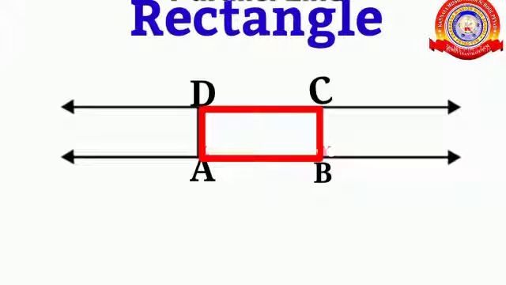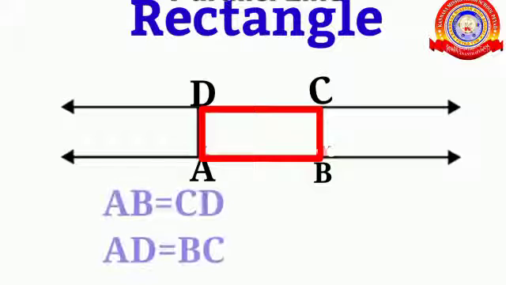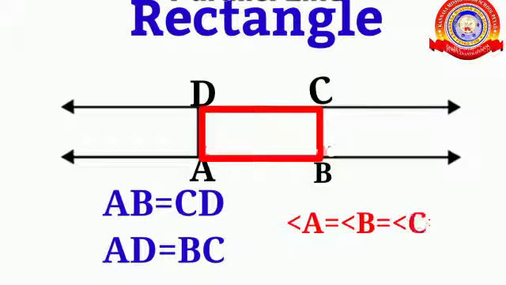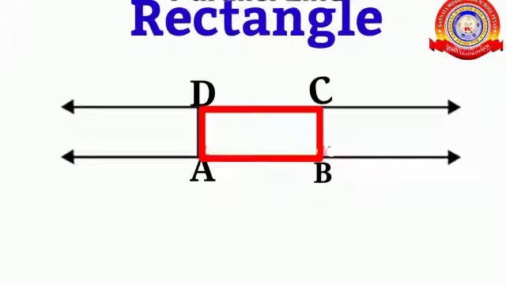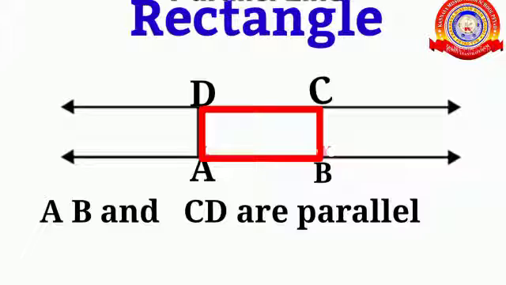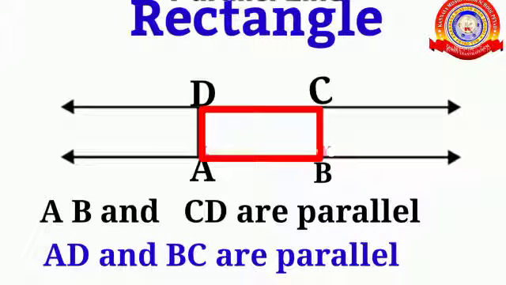We know that the opposite sides of a rectangle are equal. So AB equals CD and AD equals BC. Also, all angles are 90 degrees each. Here the rectangle ABCD is in between the parallel lines. So AB and CD are parallel. Similarly, AD and BC are also parallel.